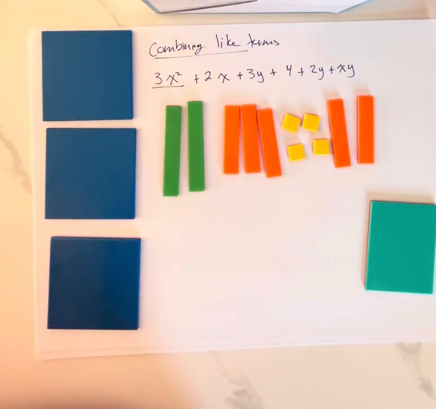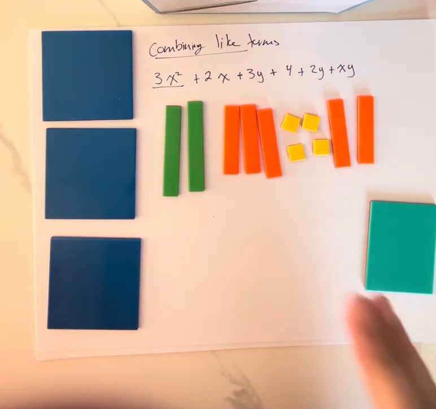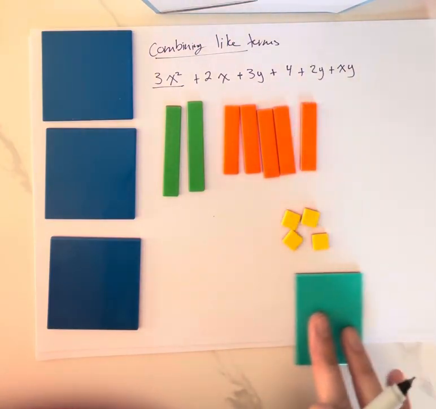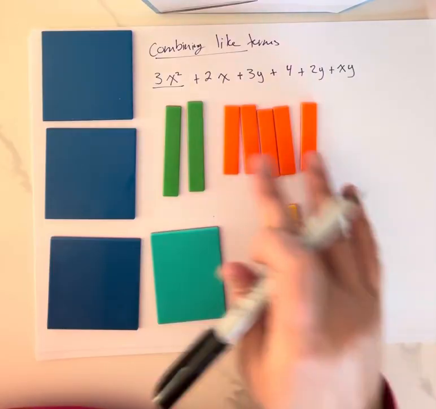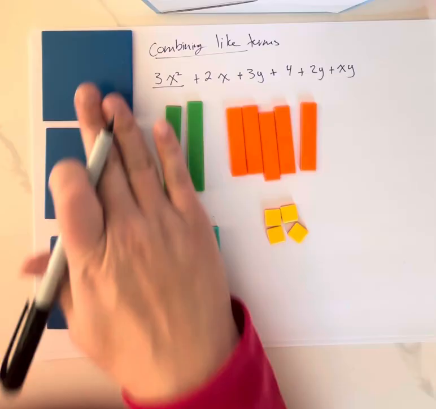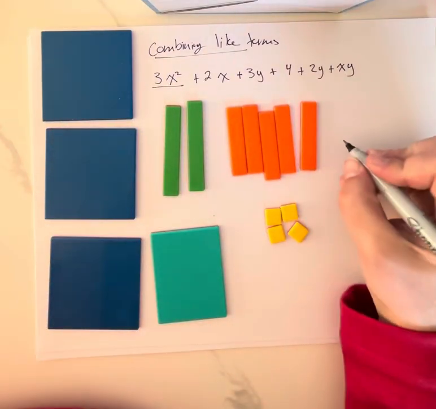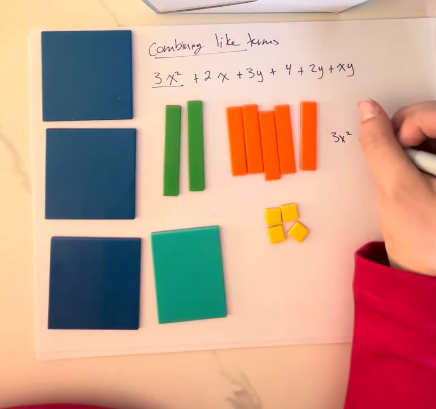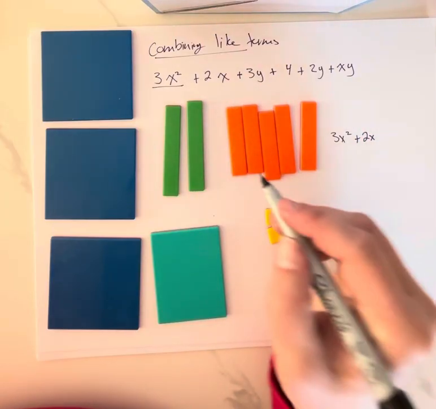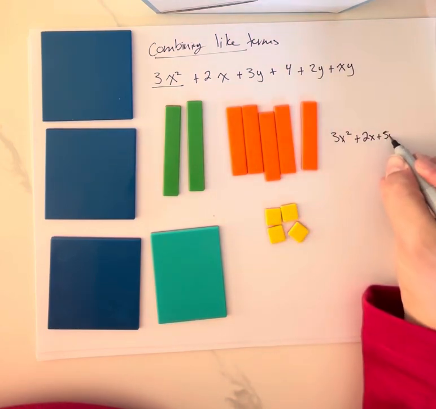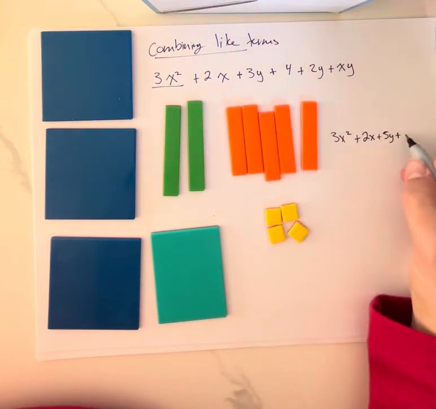Well, to figure out my final solution and figure out what terms I can combine, I'm actually going to move these tiles so that I can put all of them together. So really all I ended up doing for this problem was moving these guys together. But then I can look at my final problem and say 1, 2, 3. Okay, I've got 3x squared. And then I've got 2 x's still. Then now I've got 1, 2, 3, 4, 5 y's plus 1 xy and plus 4 littles.